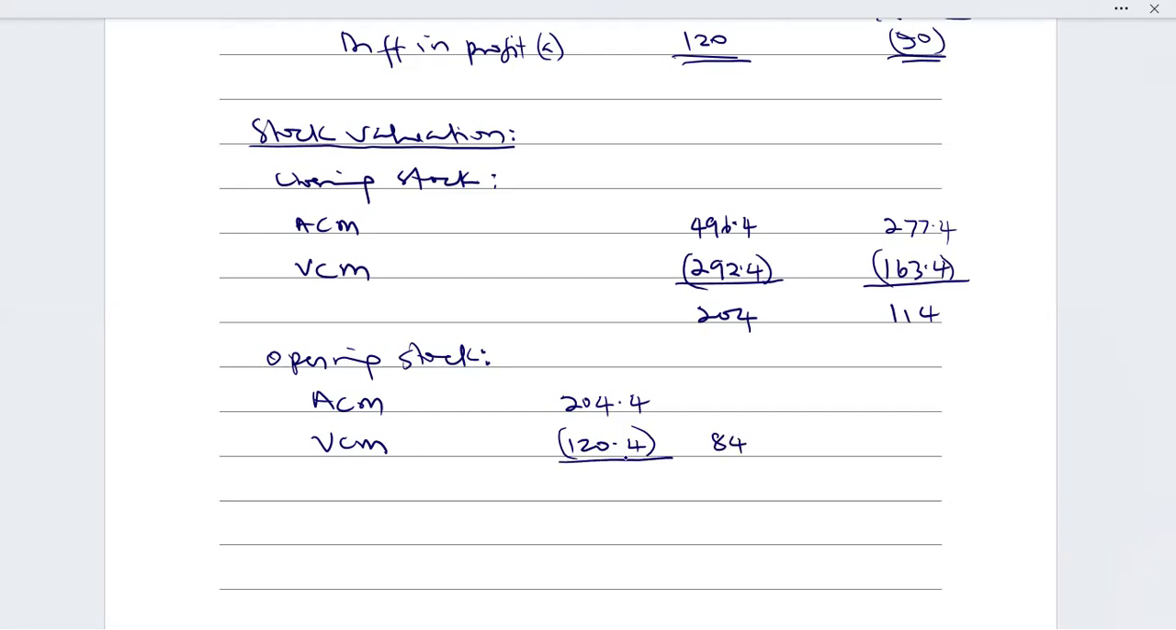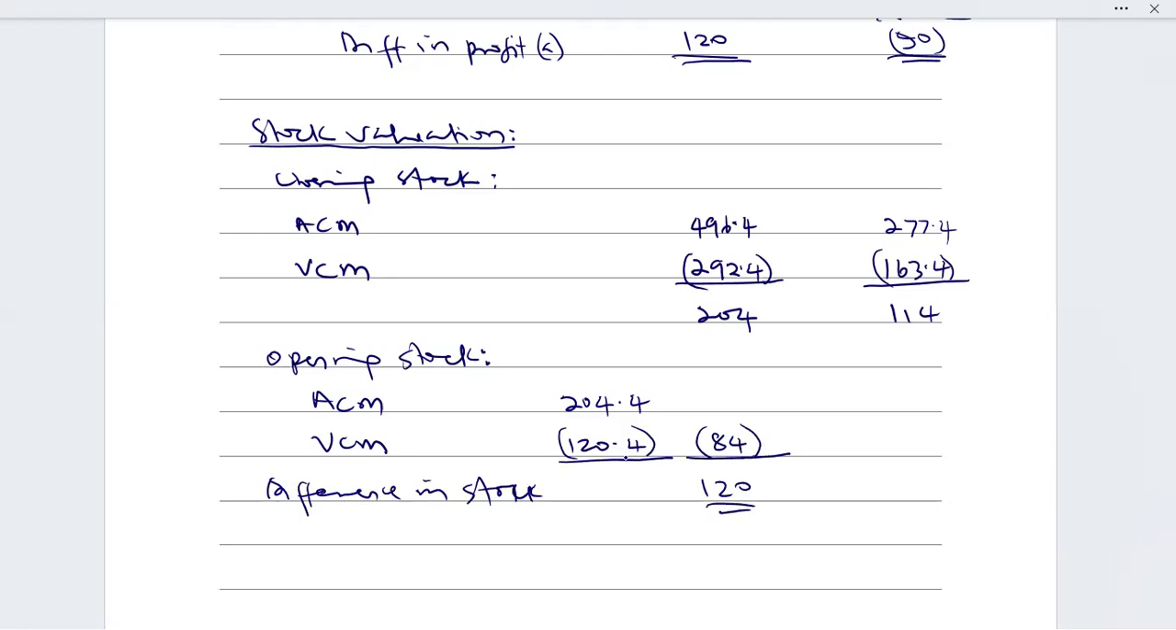Is it 84? Okay. So 84 minus 204, that should give us 120. Yes. So this represents difference in stock. 120. Okay, so that's difference in stock. So let's go to 2009.